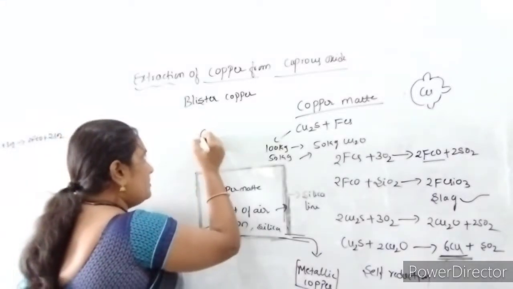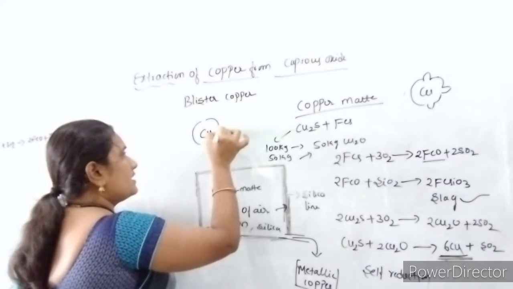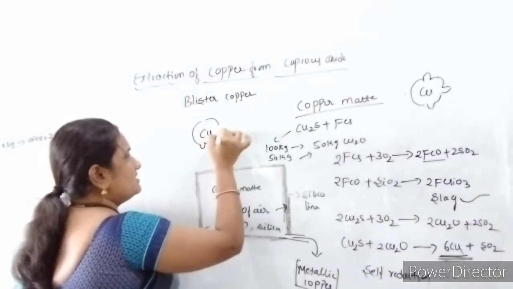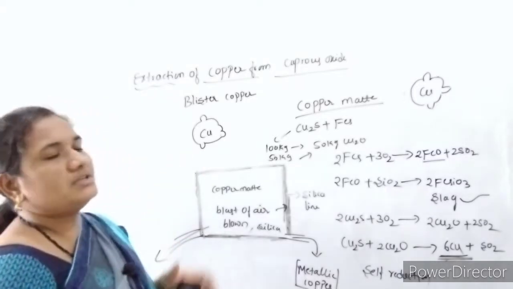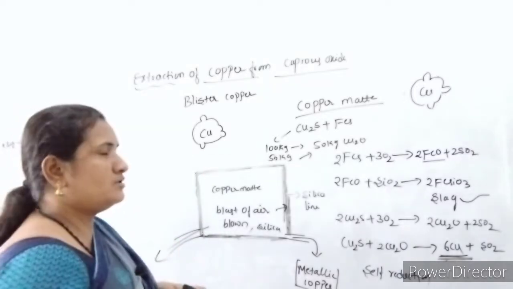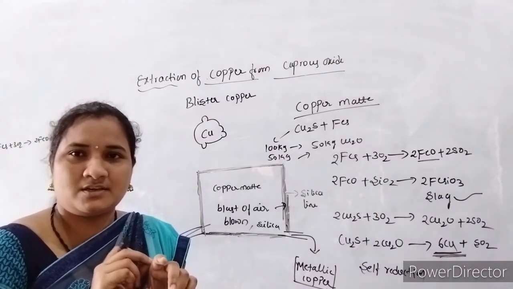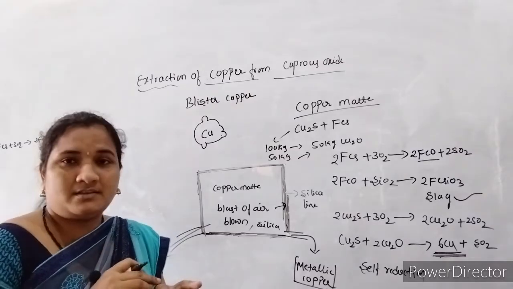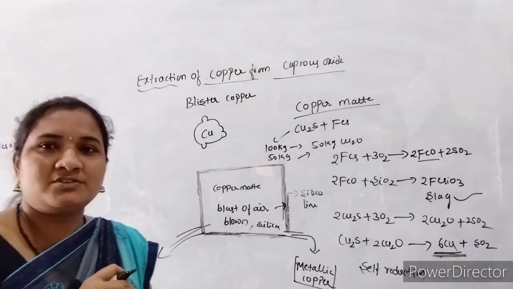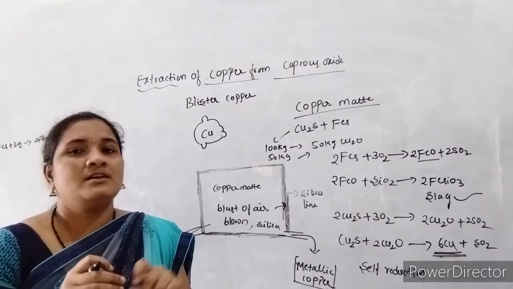So if it is copper, it can be surrounded by these sulfur dioxide bubbles. As a result it looks like a blister, which is why it is called blister copper. Blister means, whenever skin rashes occur due to any hot oil, bubbles form on the surface of the skin. That is called a blister.